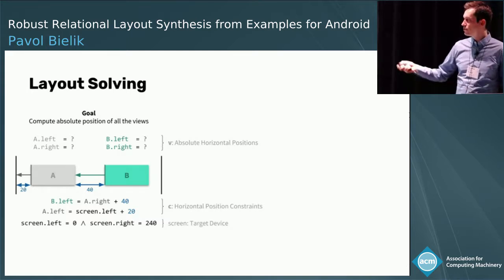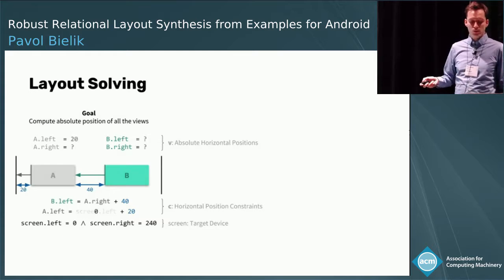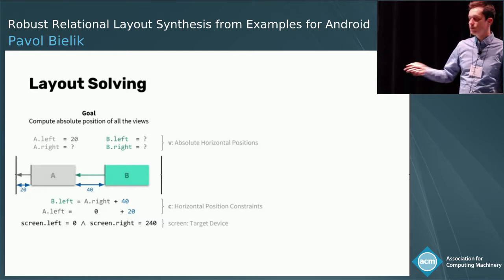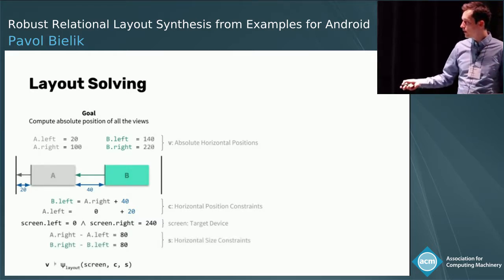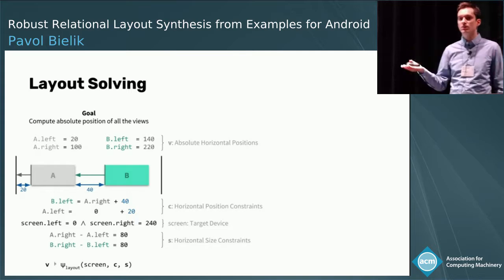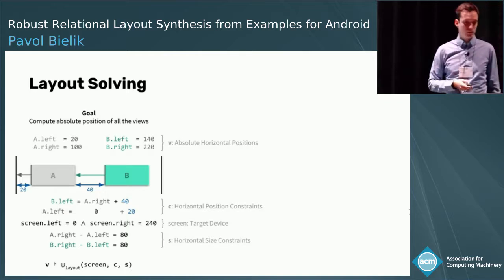So we know that the left edge of the screen is at coordinate 0. The right edge is at 240, which means that the width is 240. With this, we can already compute the left edge of view A. But we still cannot compute more because we don't know the size. So for this, we need additional constraints that say the width of view A is 80, which we can compute by subtracting the left edge from the right edge. With all these constraints, we can compute all the absolute positions, and we can render the layout.